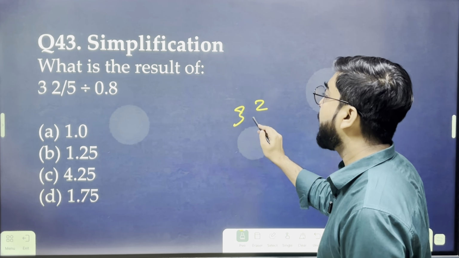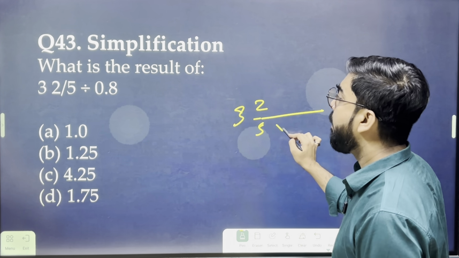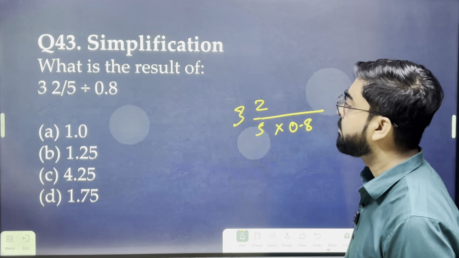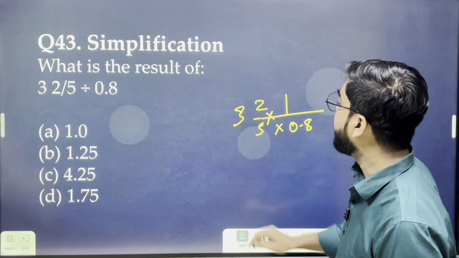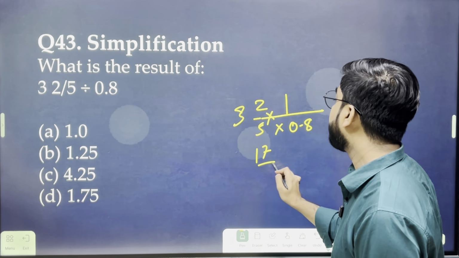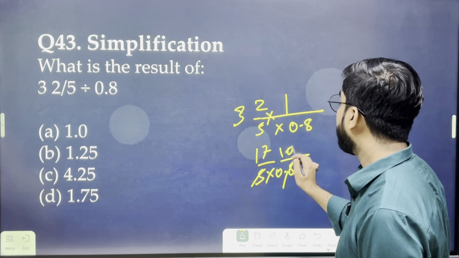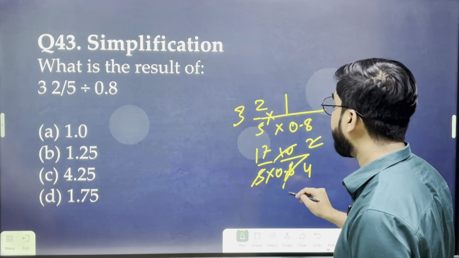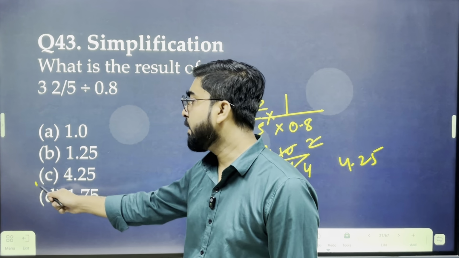3 is to 2 by 5. Divide by 0.8. Just solve this. Okay. 3 5s are 15 plus 2, 17 by 5 into 0.8. That becomes 10. Now you can solve this. 5 2s are 10, 2 4s are 8, 4 4s are 16. Option number C. Easy.